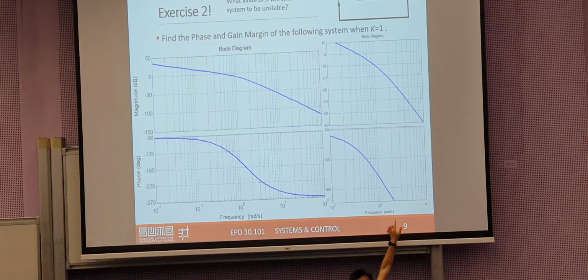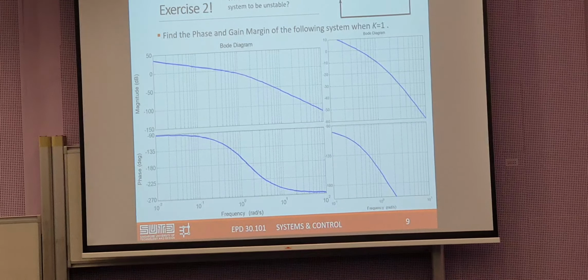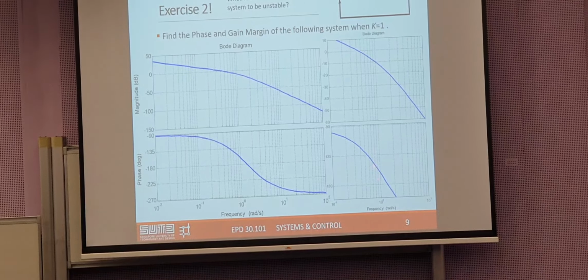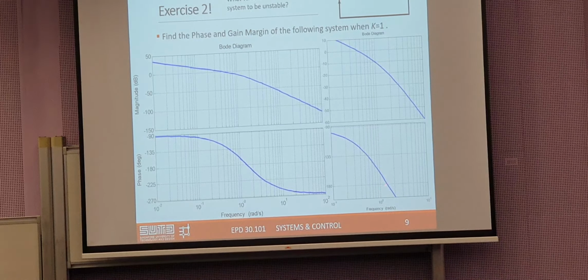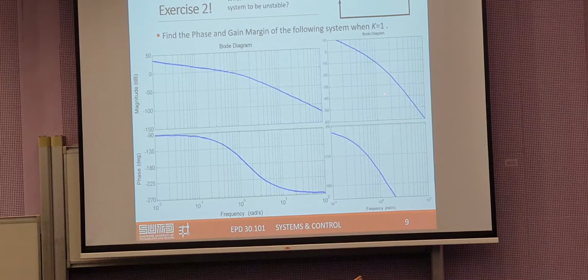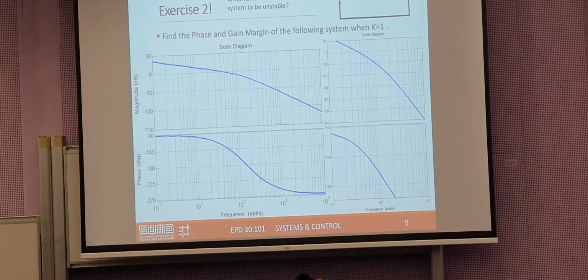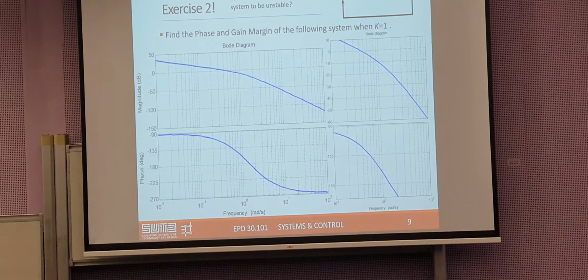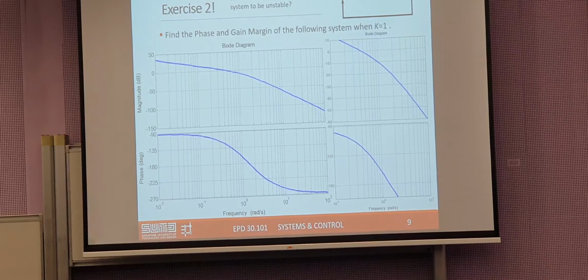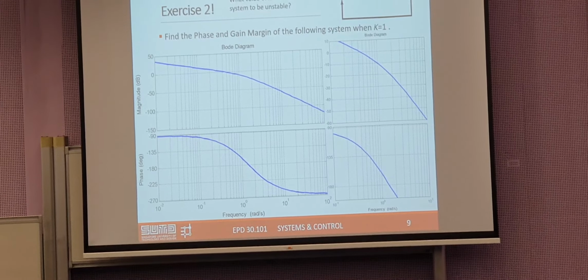In between is what? 1.5. So the crossover frequency is 1.5. So from here, you read off, you go up here, and see whether the line is above, on, or below the 0 dB line. Can you tell me, is it above?